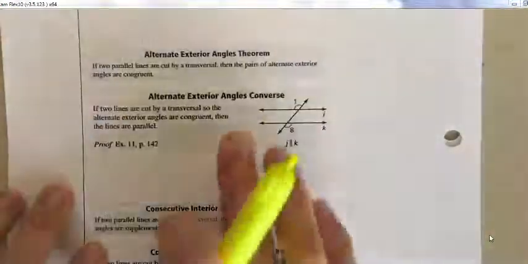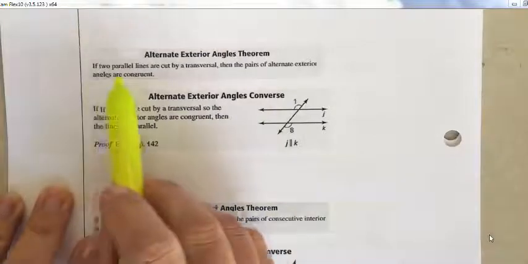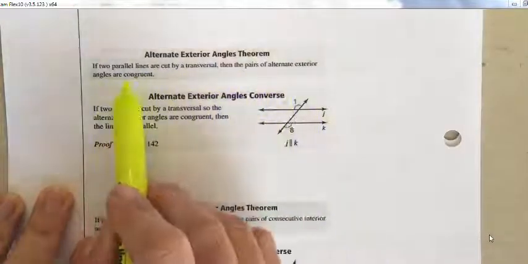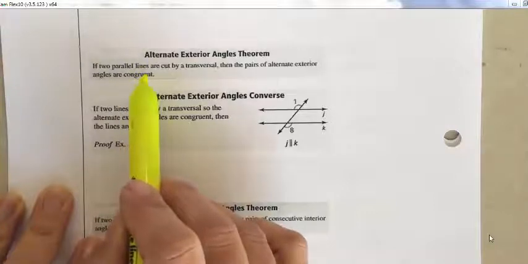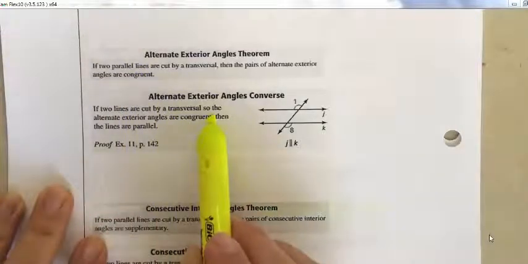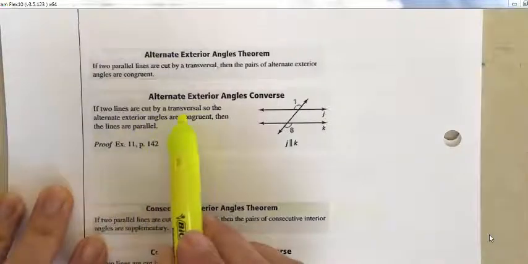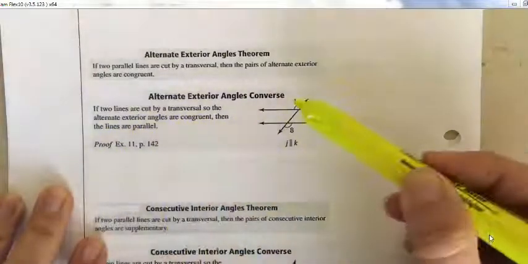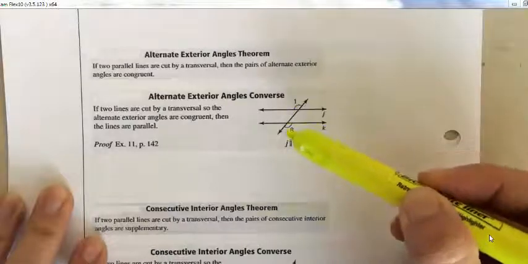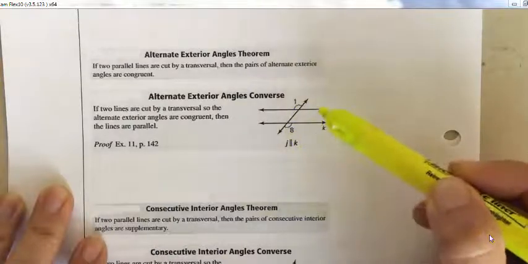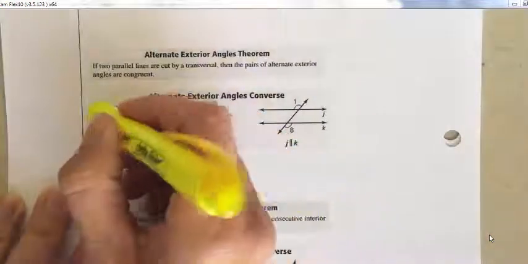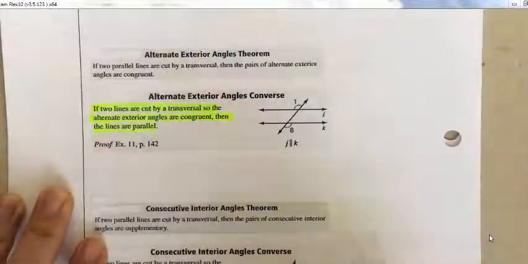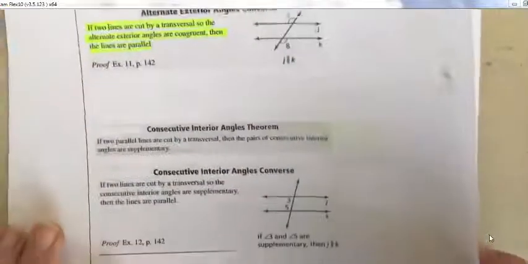Same with alternate exterior angles theorem, right? If two parallel lines are cut by a transversal, then the pairs of alternate exterior angles are congruent. That's what we learned last time. And now we're going to do the converse. So if two lines are cut by a transversal so that alternate exterior angles are congruent, right? I know that the alternate exterior angles are congruent. Then I can conclude that the two lines are parallel. So that's the new information. It's basically exactly the same thing though. There's not much new here.